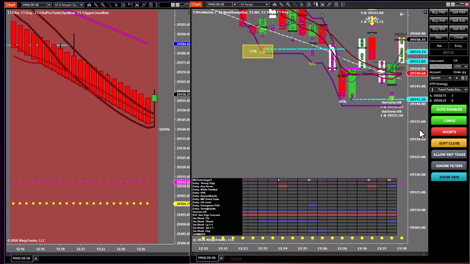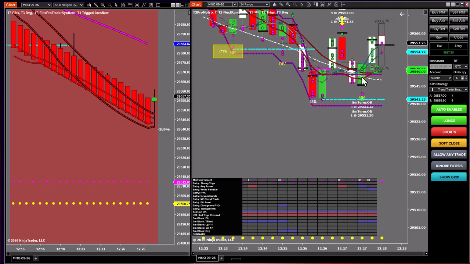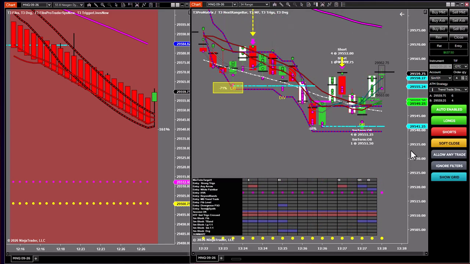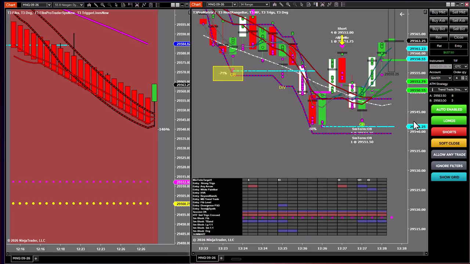Okay. Now it recognized that the outer band was holding and took us out of our position with a little profit. So it actually did a pretty good job there.